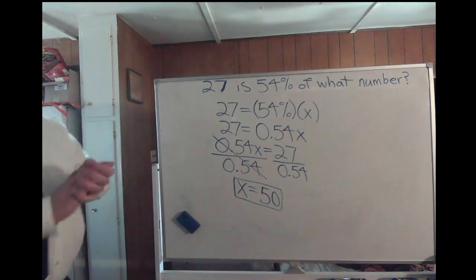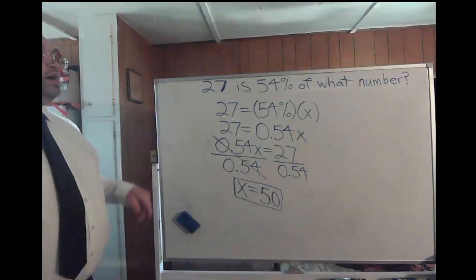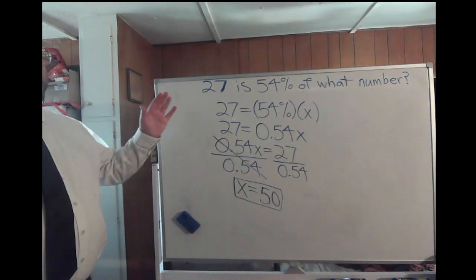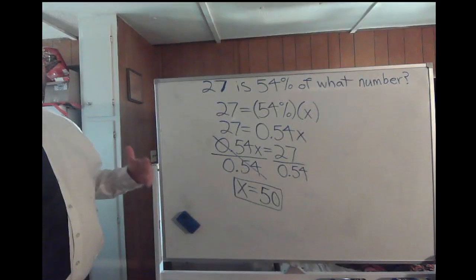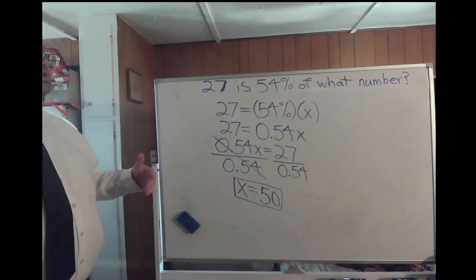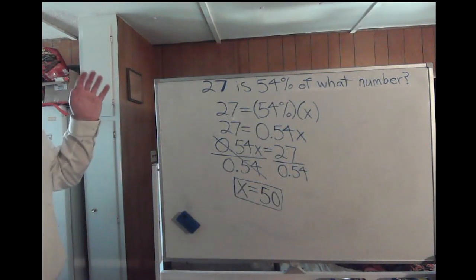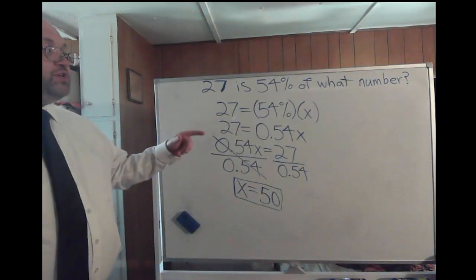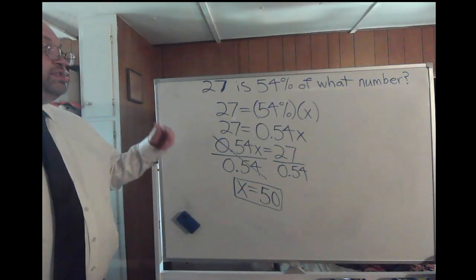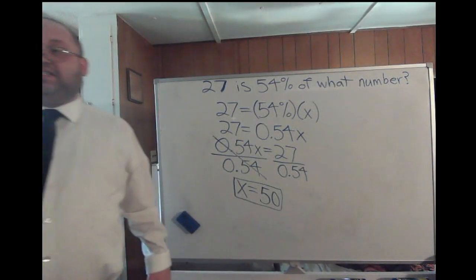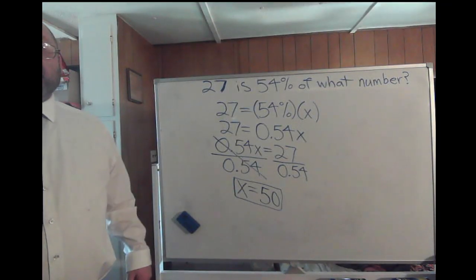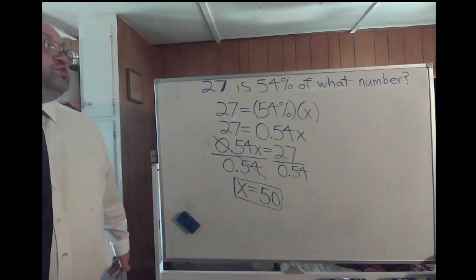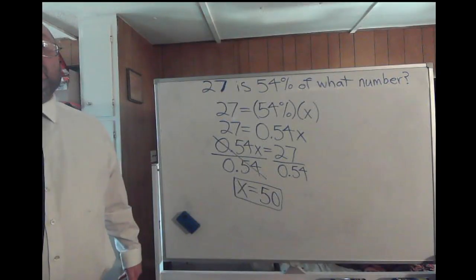So the biggest things with these are understanding the words. Is always means equal to. What is your undefined quantity. That's your variable. And then setting those up in your equation. And then being able to convert percents to decimals and decimals to percents. If you can do that, you got this. This is probably the easiest way to actually do percent problems.